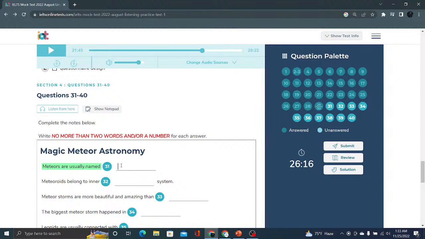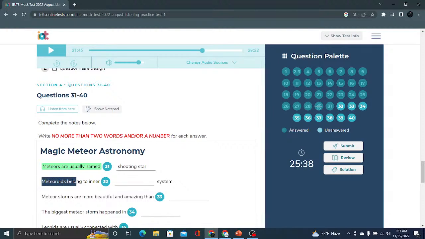Okay, the answer would be shooting star, S-T-A-R. As she was saying, these sudden celestial visitors are meteors. We often call them shooting stars. Okay, the answer would be shooting star. Okay, let's move on to question number 32.